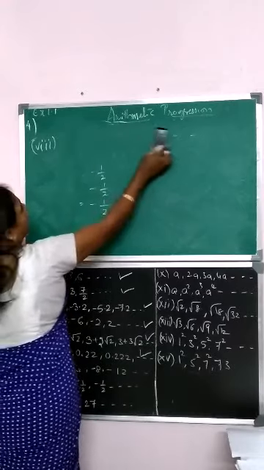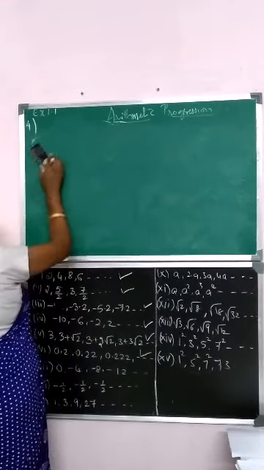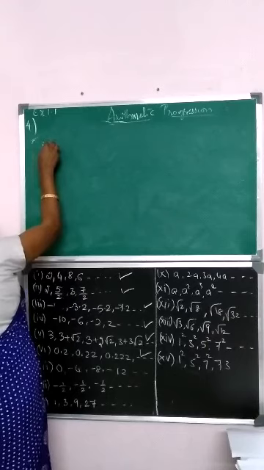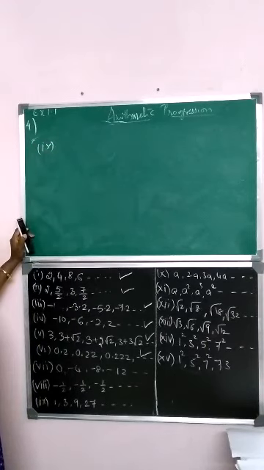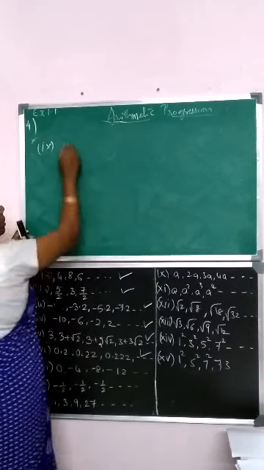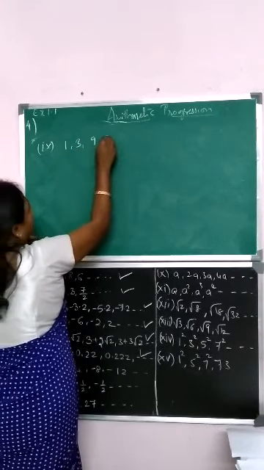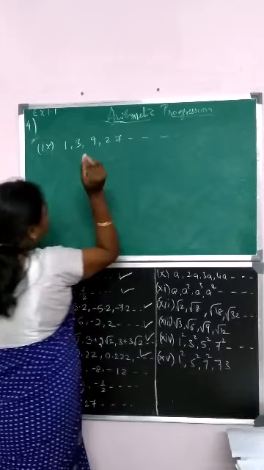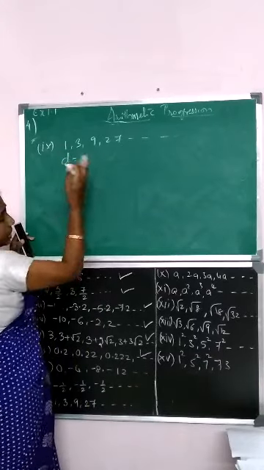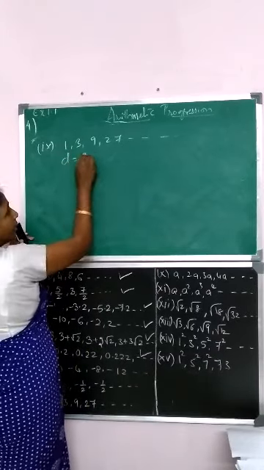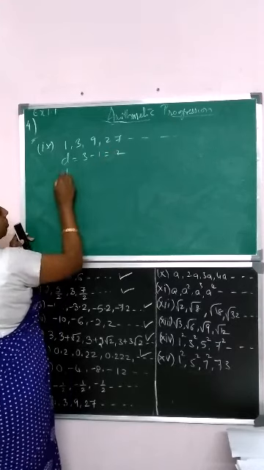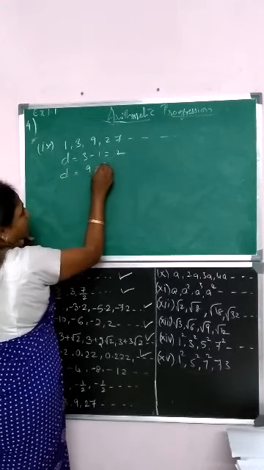Let me take the 9th one. So the 8th one forms an AP. Let us go to the 9th one. The 9th one is 1, 3, 9, 27, etc. Easily you can make out: 3 minus 1 is 2, and 9 minus 3 is 6.